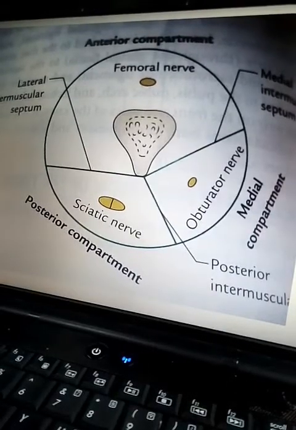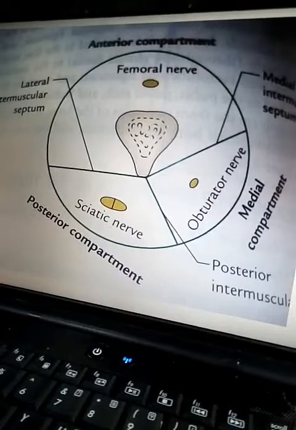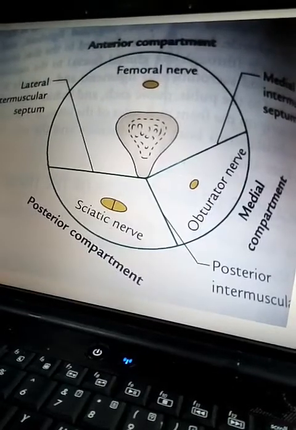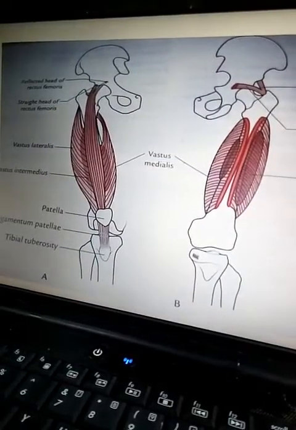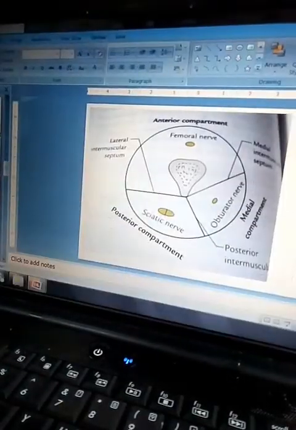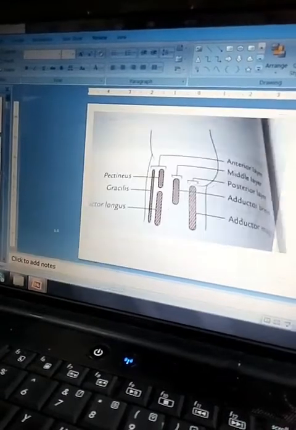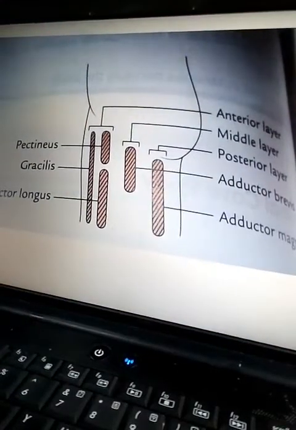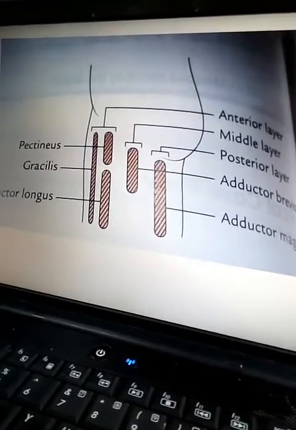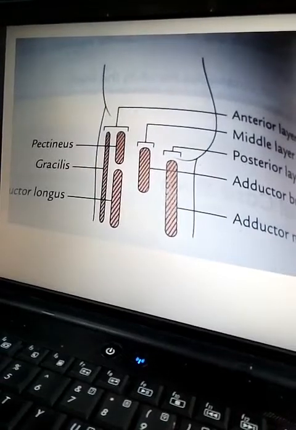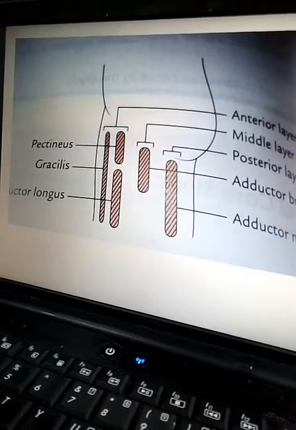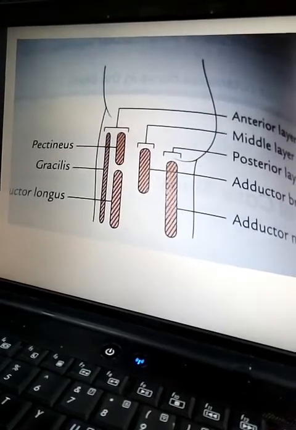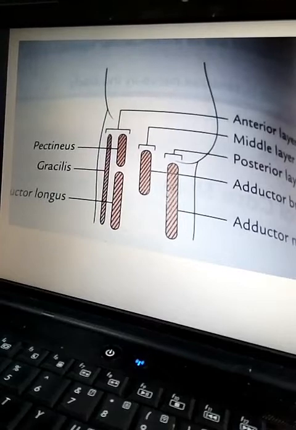The muscles of the medial compartment are adductor longus, adductor brevis, we have gracilis, pectineus and obturator externus. The nerve of the medial compartment is the obturator nerve, and the arteries are profunda femoris artery and obturator artery.